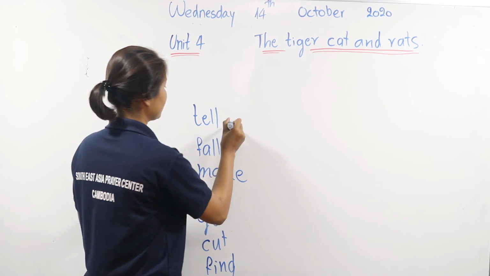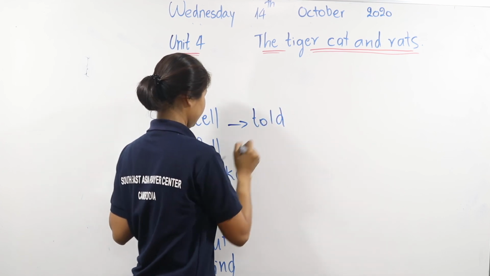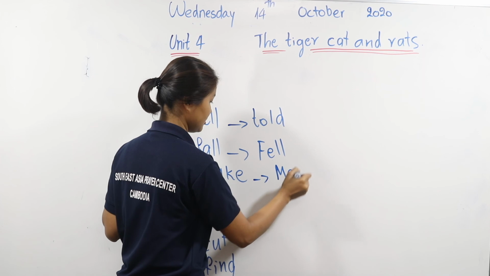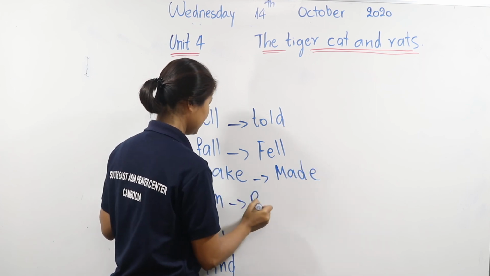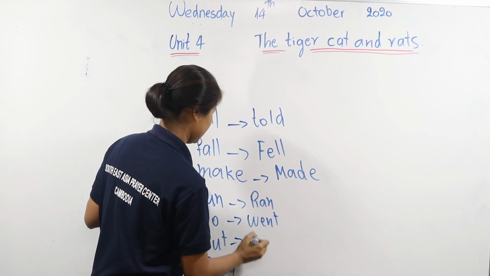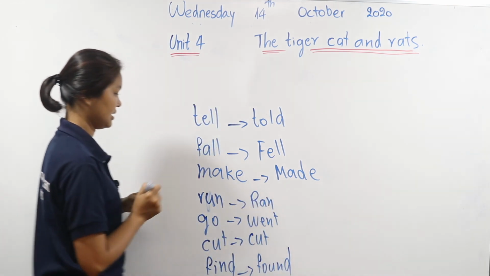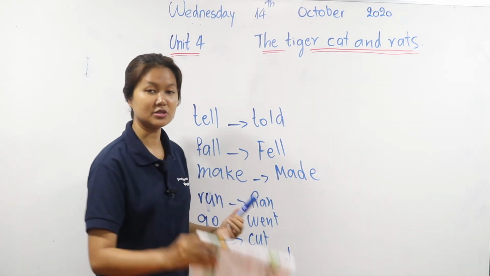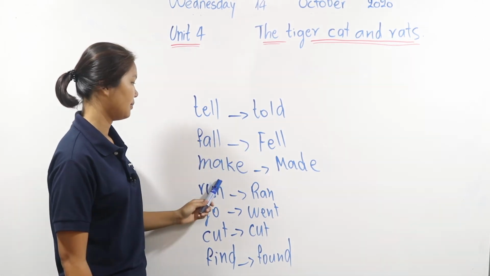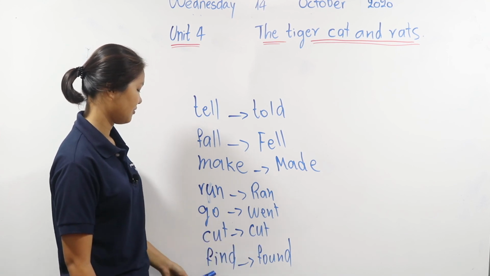Tell, past simple, told. Fall, fell. Make, please remember this, made. Run, ran. Go, went. Cut, cut. Find, found. Okay, now please read, and then you can do letter G by yourself. Tell, told, fall, fell, make, made, run, ran, go, went, cut, cut, find, found.